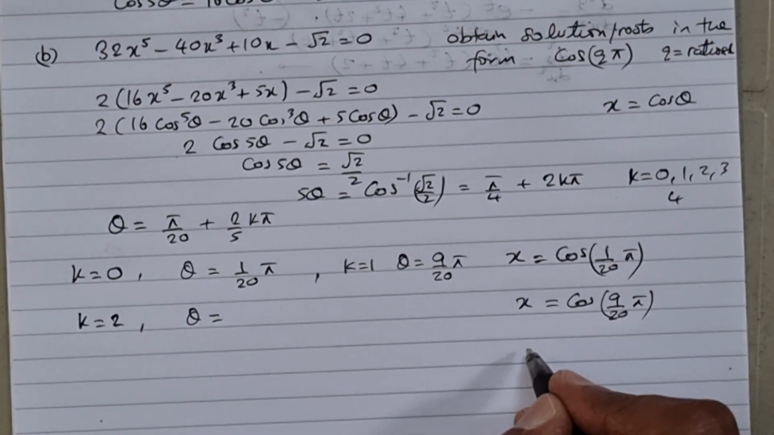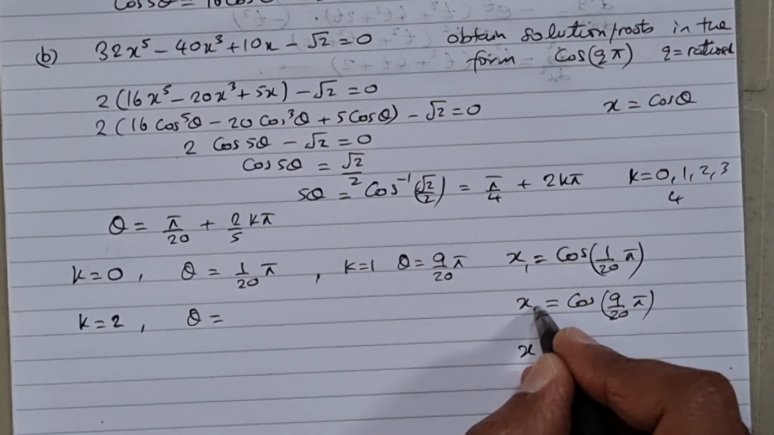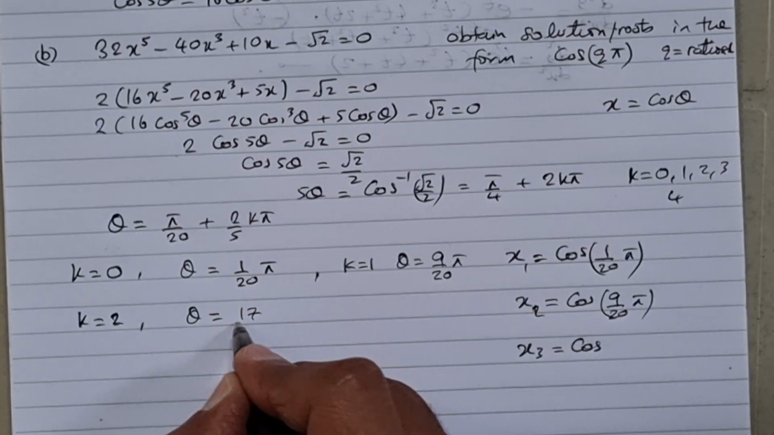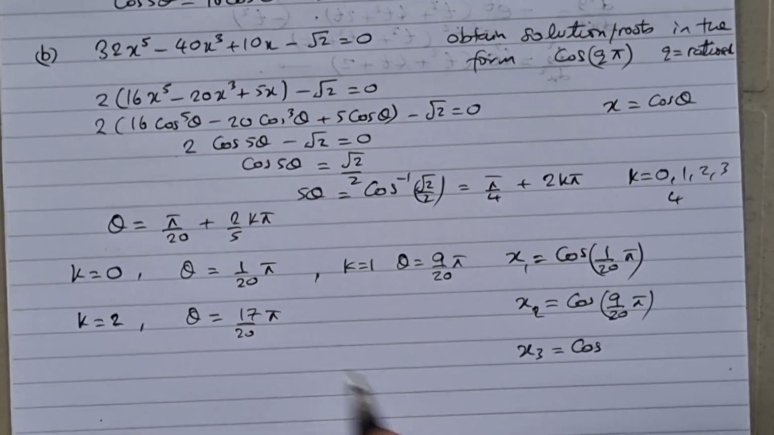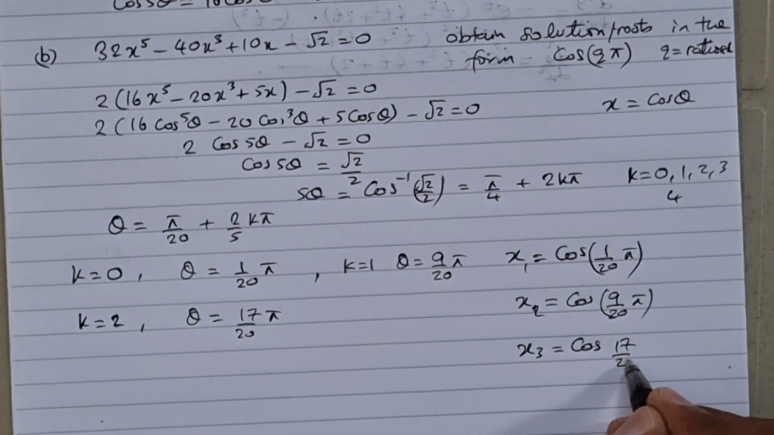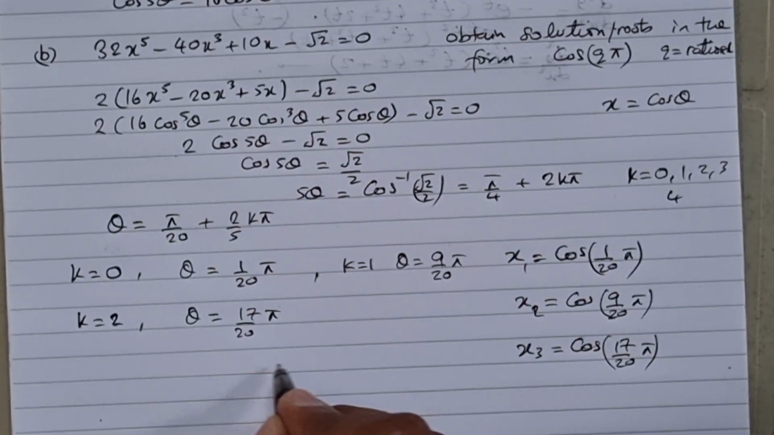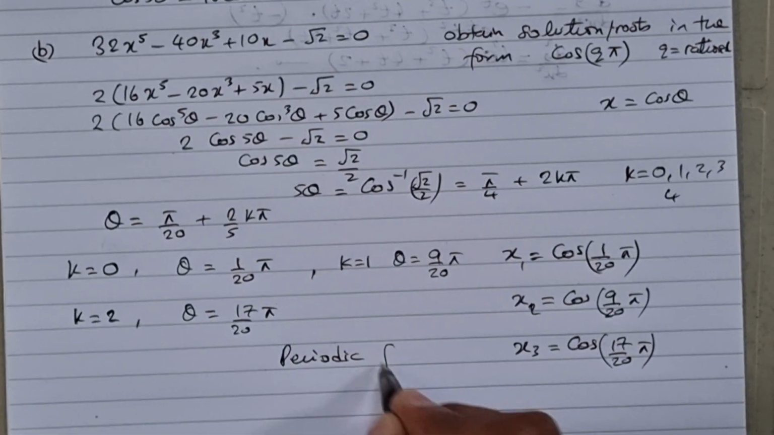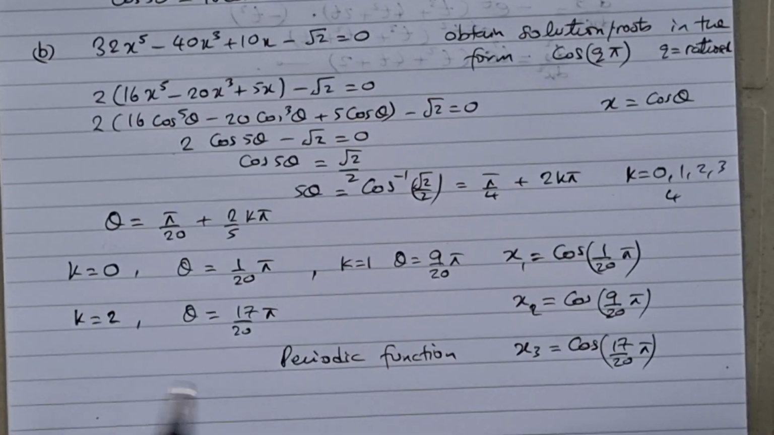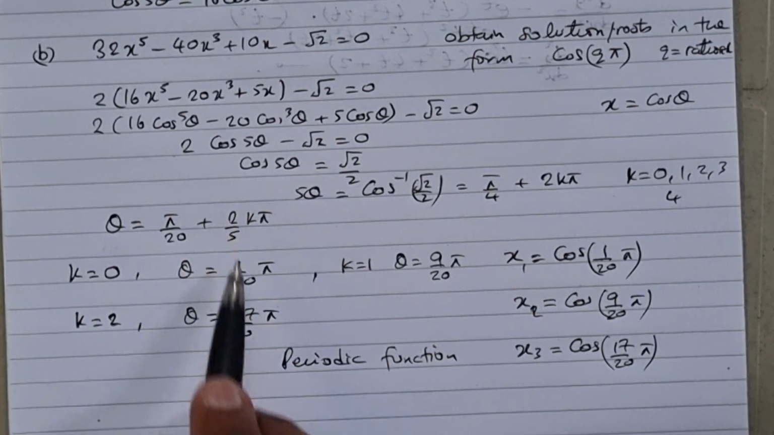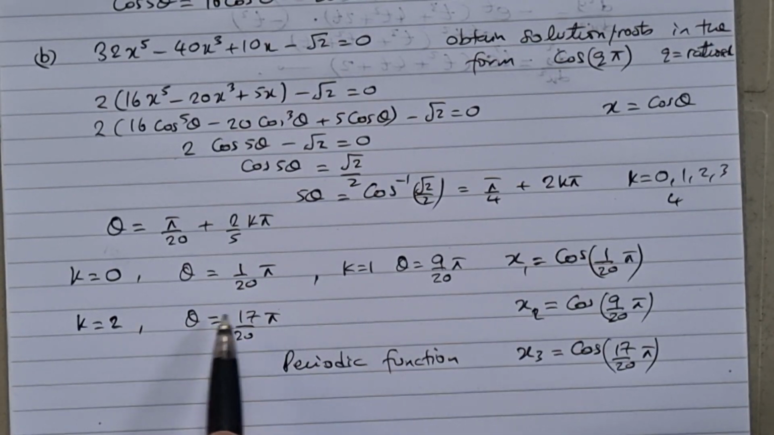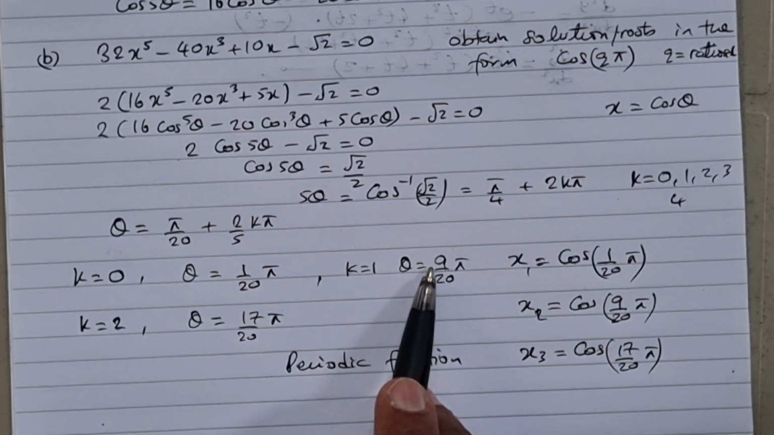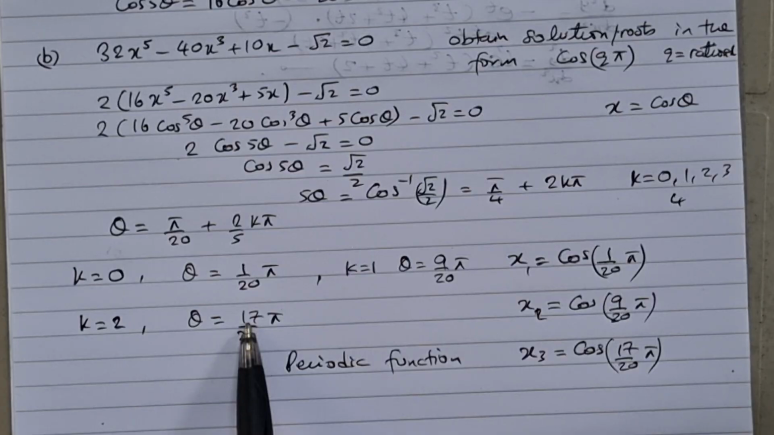where again, this is an irrational number. And then the third one, this is x1, x2, now x3, and this is cos of what we just found in the calculator, 17 over 20 pi. Now, because this is a periodic function, we can see the period is 2 over 5, so we got now 9 over 20. So basically 9 over 20 to go to 17: 1 plus 8 is 9, 9 plus 8 is 17, 17 plus 8 is 25.